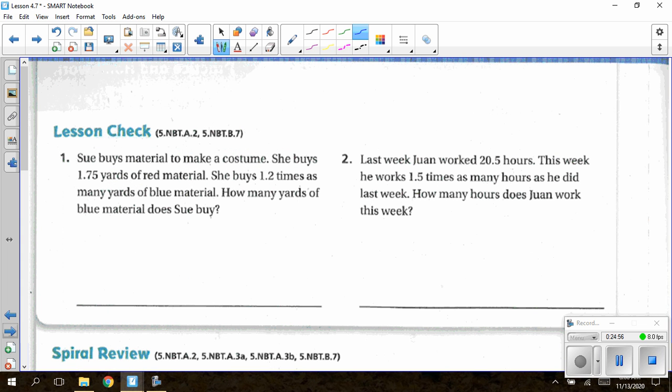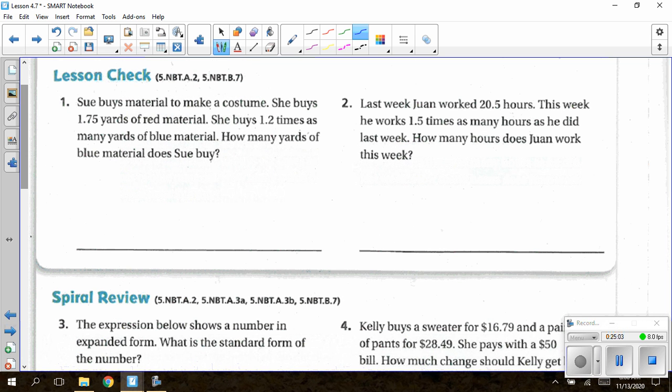Moving on to the back, for number 1 and number 2, that is from our lesson from today. So Sue buys material to make a costume. She buys 1 7/500 yards of red material. She buys 1 2/10 times as many yards of blue material. How many yards of blue material does Sue buy? So we have 1 7/500 times 1 2/10 to find the number of yards of blue material.